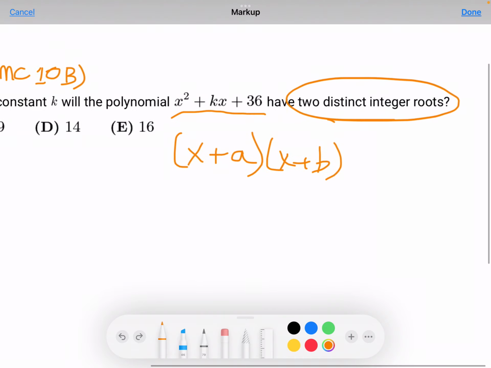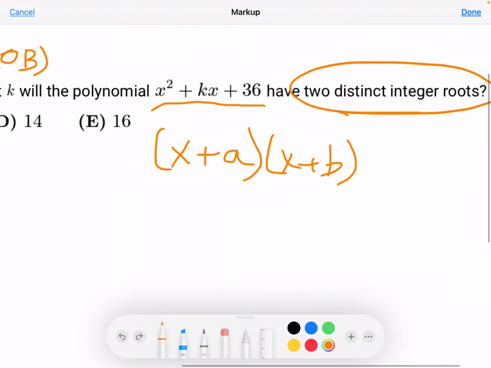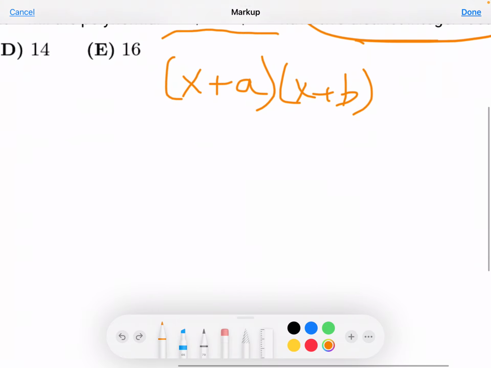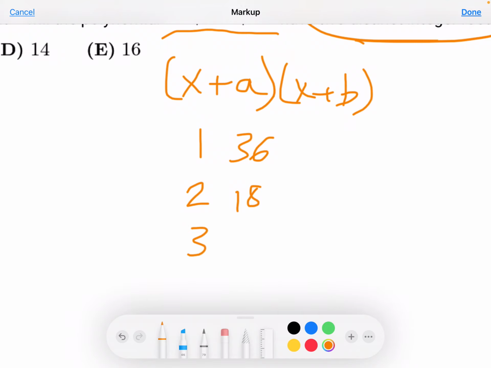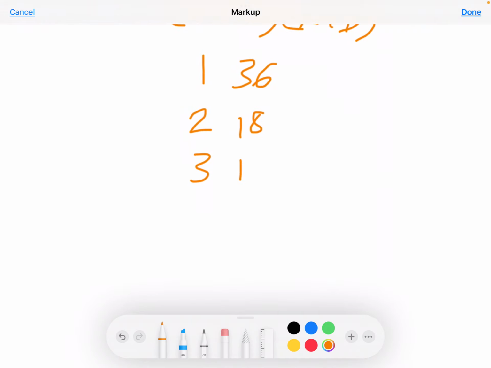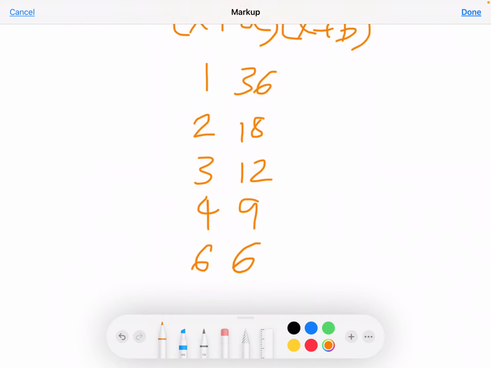And it's also important to note that the product of a and b has to be 36. So that means a and b are factors of 36. So let us list the factors of 36 down here. We have 1 and 36, 2 and 18, 3 and 12, 4 and 9, 6 and 6.